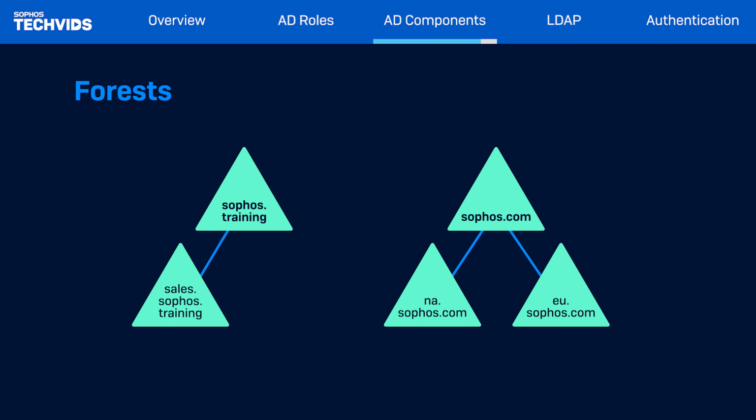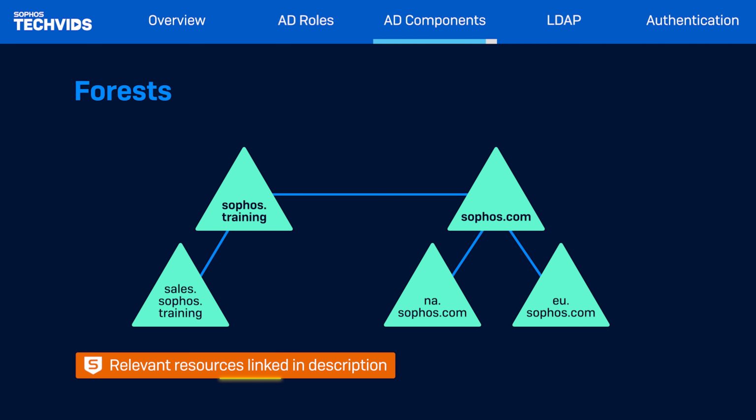Further expanding out are forests. Trees within the forest are joined by trust relationships. This means that a user located in sophos.training can also be given permissions to access resources in the sophos.com domain. For more information about domains and trees, refer to the documentation in the video description.